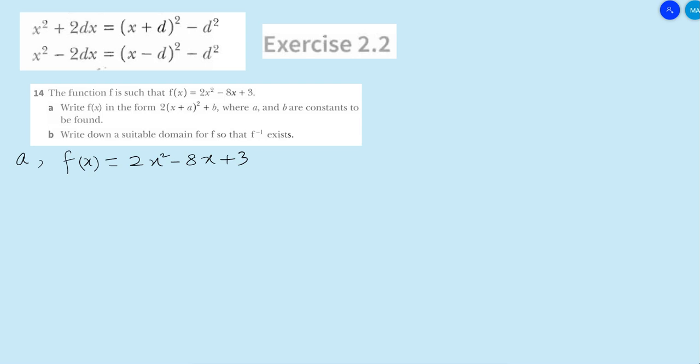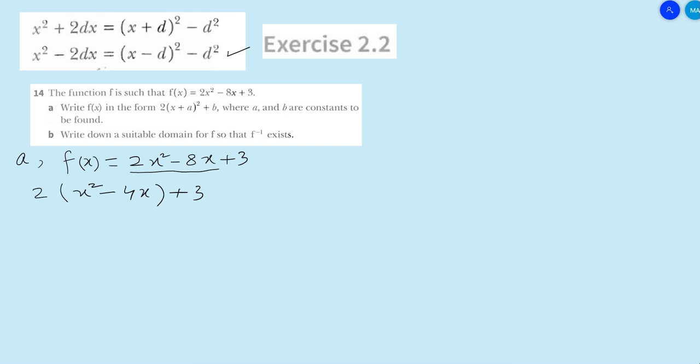In order to convert this into a perfect square, the requirement of the question, we should have the coefficient of x² as 1. So we have to take common the coefficient of x² from the first two terms. So I am taking common 2. It will become x² minus 4x, and this plus 3 remains plus 3. Now apply the second result which you can see on top of the screen. x² minus 2dx is equal to (x minus d)² minus d².